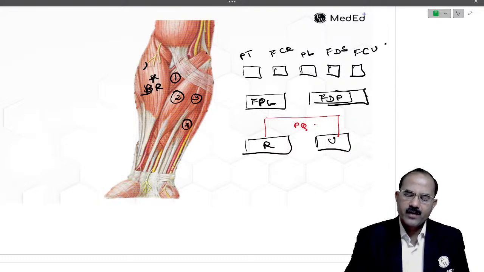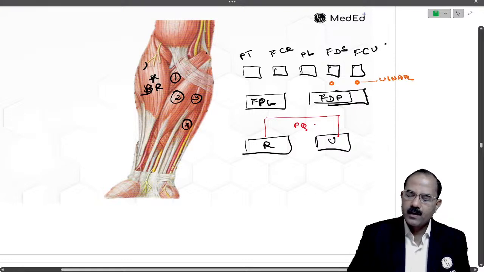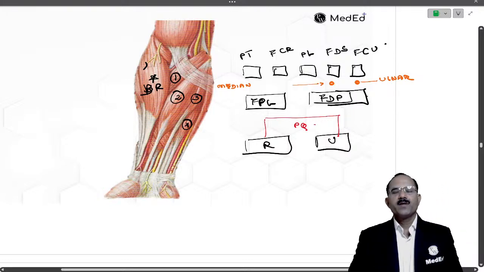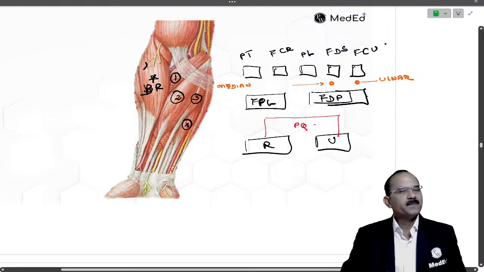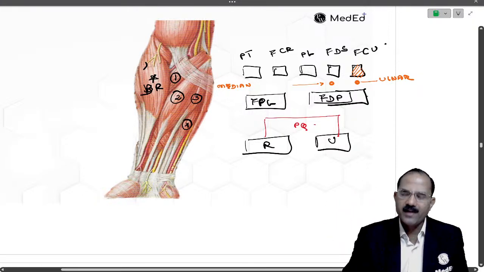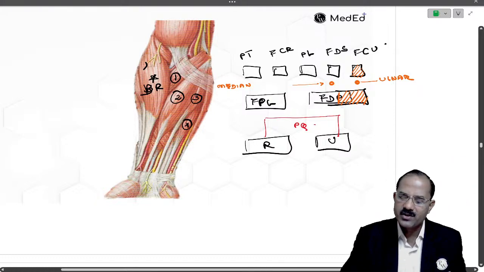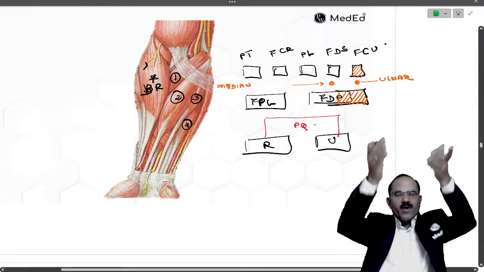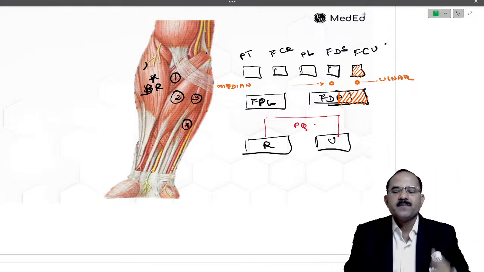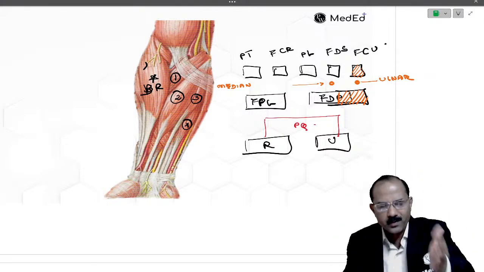Now, children, what is this nerve? Can anyone tell me what is this nerve and what is this nerve? This is the ulnar nerve, and what is this nerve? Median nerve. That's the median. So, what is the ulnar nerve going to supply? Come on, tell me. The ulnar nerve supplies the flexor carpi ulnaris and the medial half of the flexor digitorum profundus. The ulnar nerve is lying between what and what? Between the flexor carpi ulnaris and the flexor digitorum profundus. So the ulnar nerve supplies the flexor carpi ulnaris and the medial half of flexor digitorum profundus. Clear?